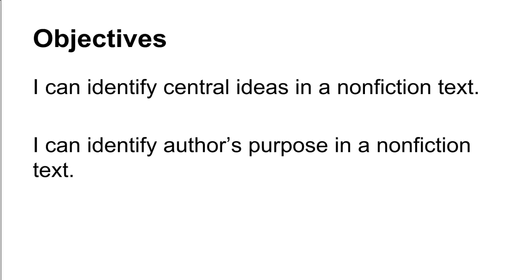Go ahead and answer the following question. What does nonfiction mean? Right, so nonfiction means that it is real, it is not fiction, it is not fake. So what we know about our text is that it's nonfiction, which means that the author is presenting to us a lot of information that is true.